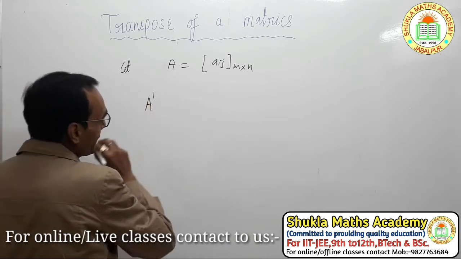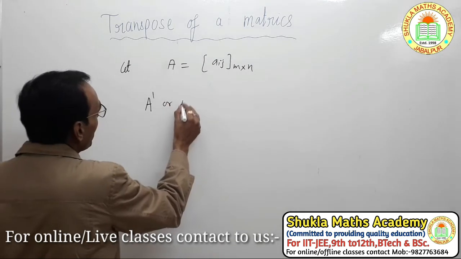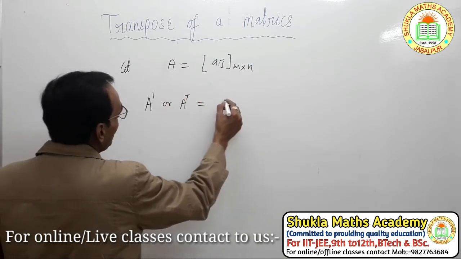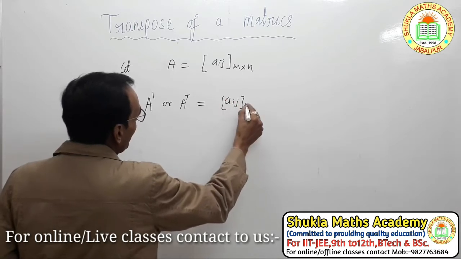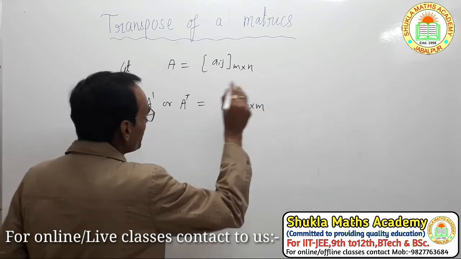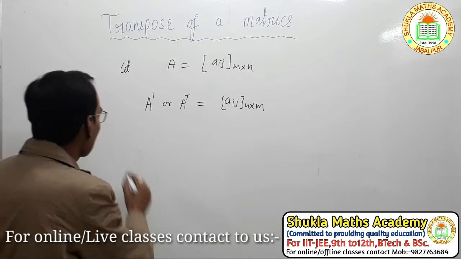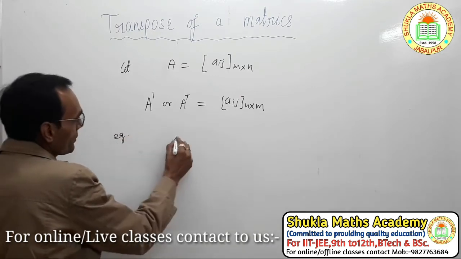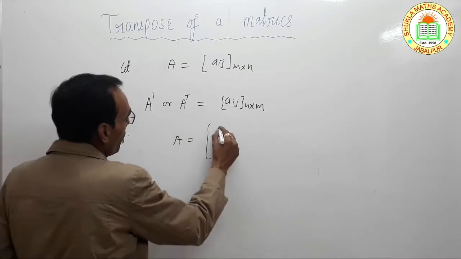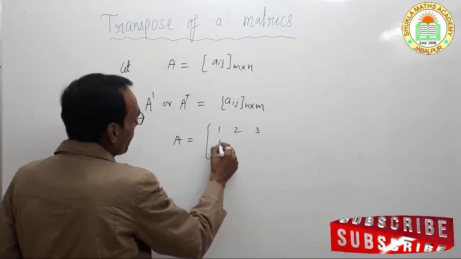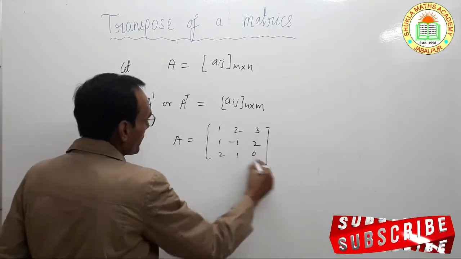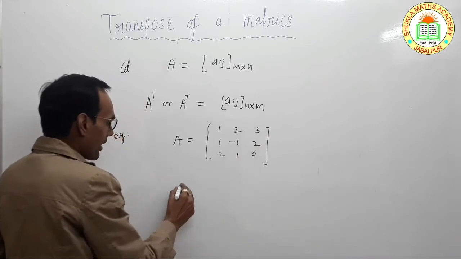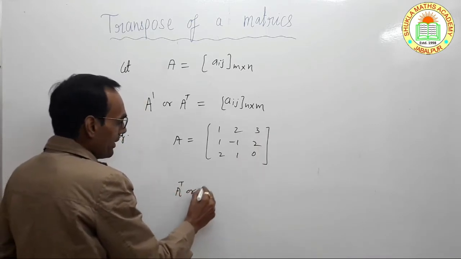It is denoted by A dash or A of t. So it becomes Aij and order will be n cross m. This is called the transpose matrix. For example, I am taking here, suppose A equal to 1, 2, 3, 1 minus 1, 2, 2, 1 and 0, right? So we have to find its transpose AT or A dash.